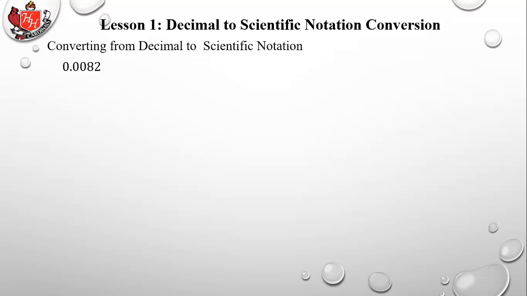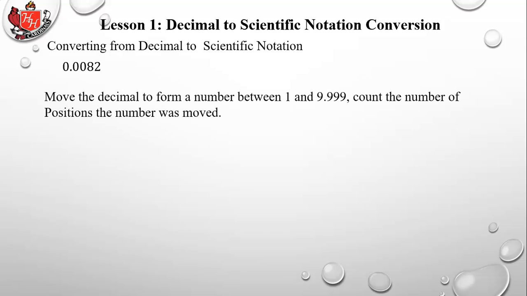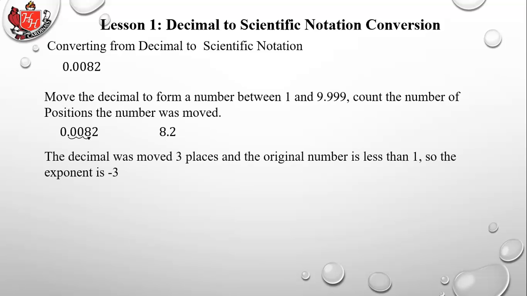Okay, converting from decimal to scientific, let's do it with this number. So move the decimal to form a number between 1 and 9.9. Count the number of positions. So there we do it right there. So 8.2 is a number between 1 and 9.9. The decimal was moved 3 places, and the original number is less than 1. It's not a negative number, but it's less than 1. So the exponent is -3. So that means our scientific notation will be 8.2 times 10 to the -3rd power.